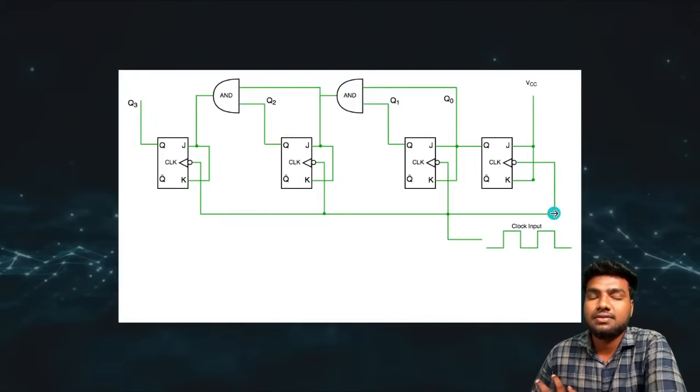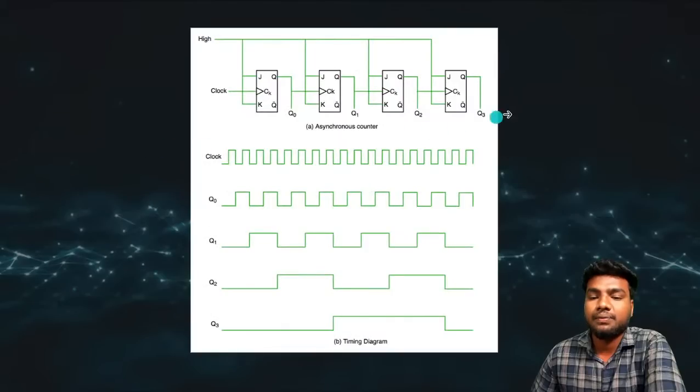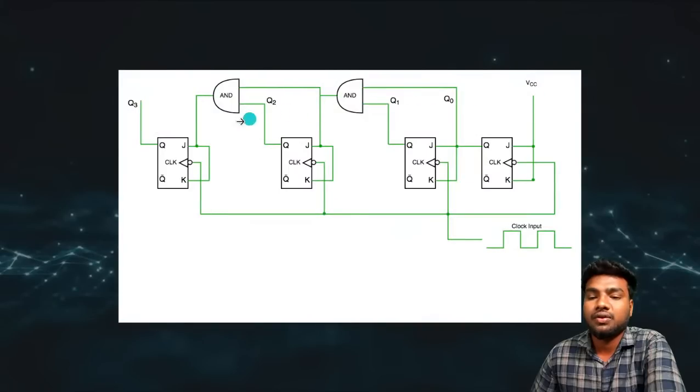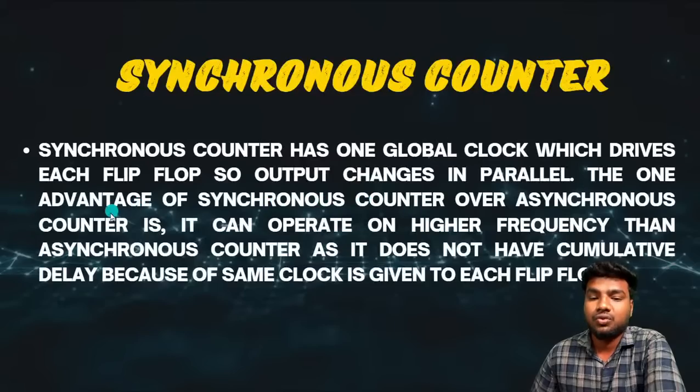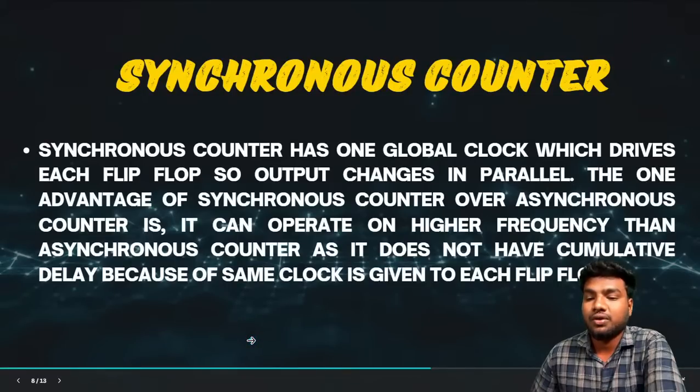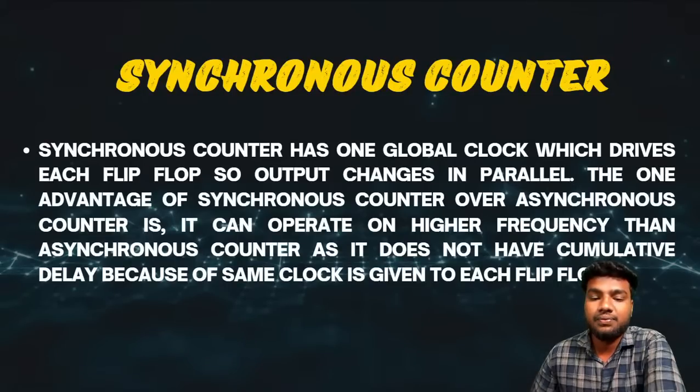So there is a difference between the asynchronous and synchronous counter. Asynchronous means it mainly depends on the previous state or the previous flip-flop output, but in synchronous we don't have that scenario. We have a separate input for each and every flip-flop. So this is the synchronous clock. A synchronous counter has one global clock which drives each flip-flop, so the output changes in parallel.